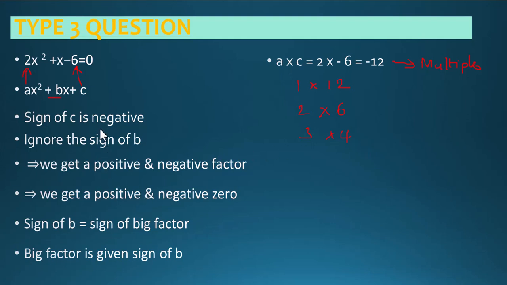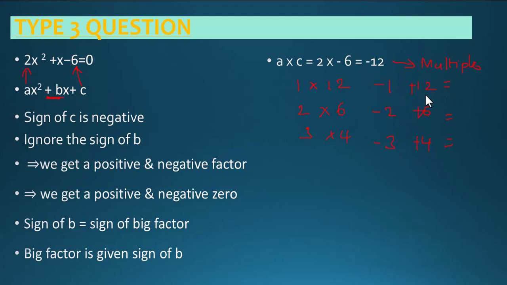And we know whenever the C sign is negative, we should have one positive and one negative factor, and the big factor should be given the sign of B. B has a positive sign. So first we'll write the factors. In the factors 1 and 12, the big factor is 12, so we'll give it a positive sign and the other a negative sign. Always, whatever sign B has, the big factor should be given that sign. B has a positive sign, so the big factor should be given a positive sign. Here also 6 is the big factor, we give it a positive sign, and 2 a negative sign. 4 is the big factor, give it a positive sign, and 3 a negative sign. Once we assign signs to the pairs of factors, we do the arithmetic.